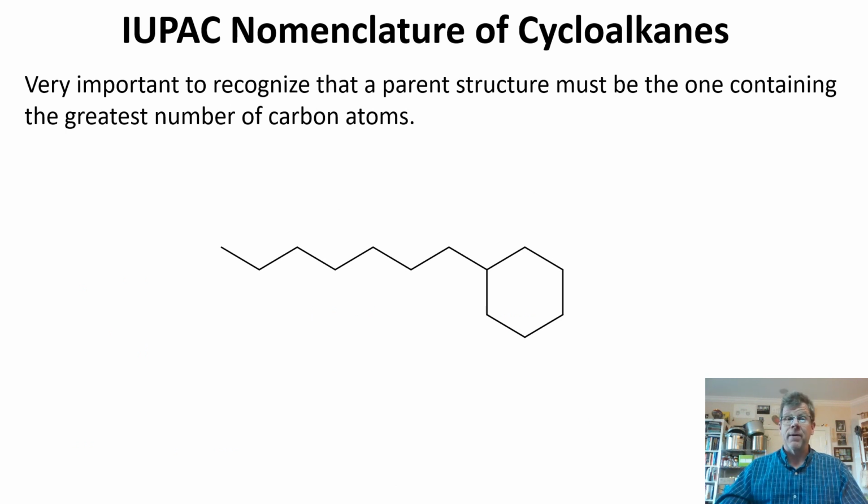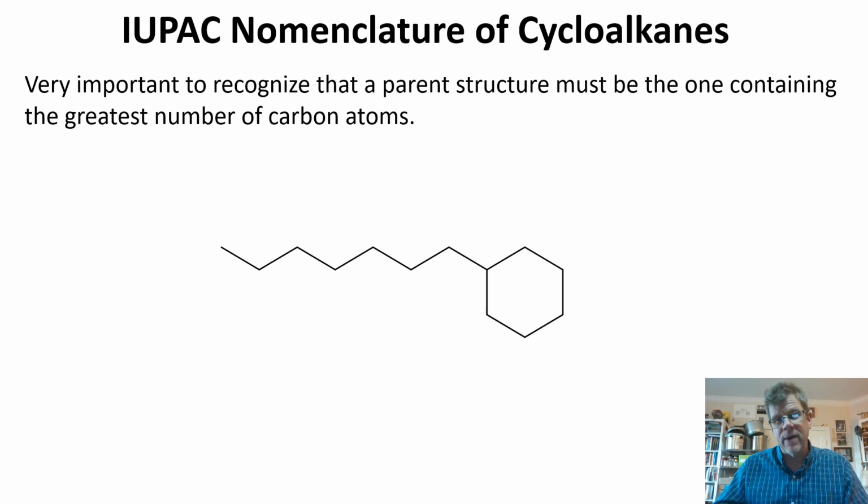Here's one to think about. Let's look at this very carefully. It's very important to recognize that a parent structure must be the one containing the greatest number of carbon atoms. Now, again, what's the parent structure on this? Well, we could start counting 1, 2, 3, 4, 5, 6, 7, 8, and we are doomed because we've counted into the ring. Remember, never ever count from the outside to the inside of a ring, or from the inside to the outside of a ring. We have to keep them separated.